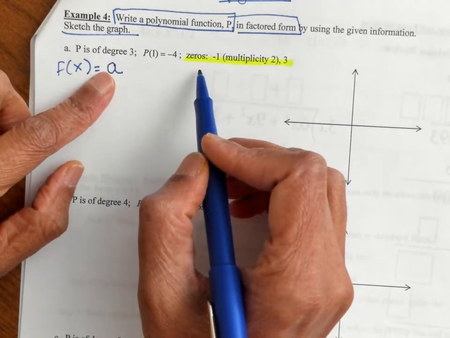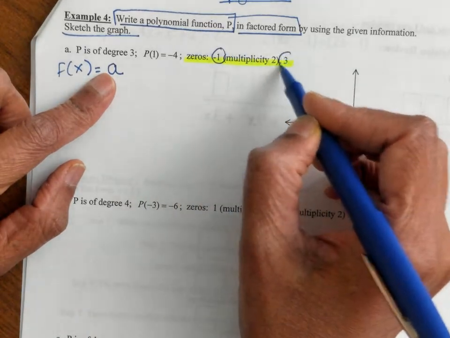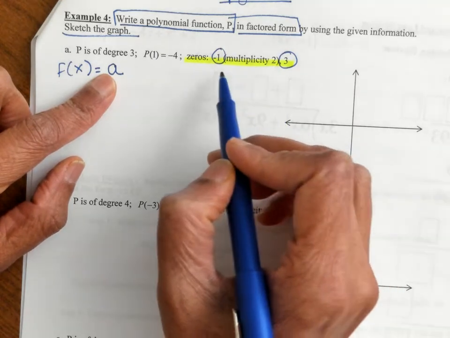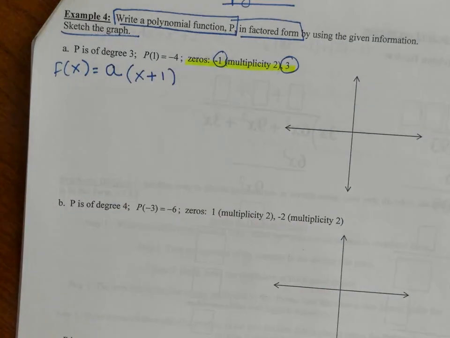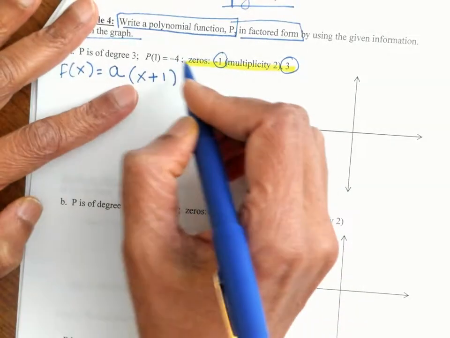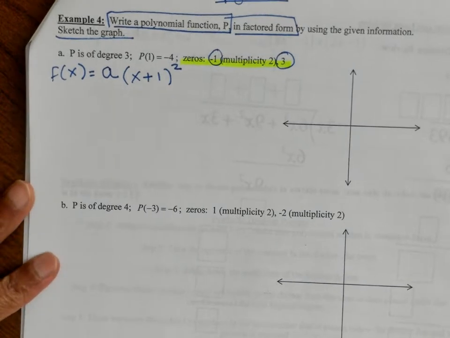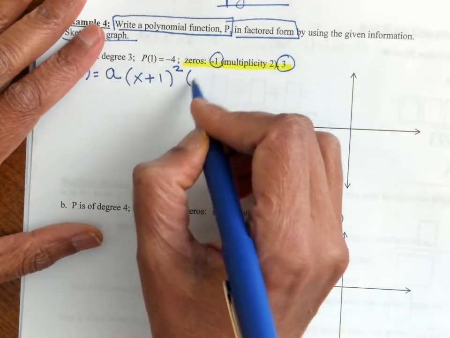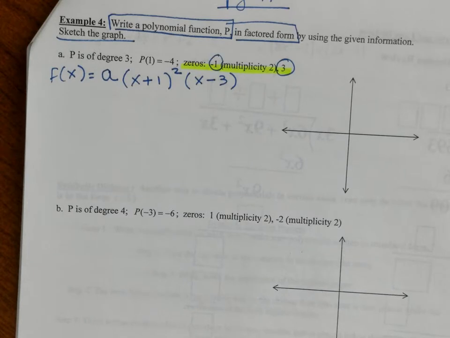My zeros are, what are my two zeros? There are only two zeros, negative 1 and positive 3. Negative 1 has a multiplicity of 2. So if my zero is negative 1, what is my factor? Perfect, good answer. Everybody agrees? It's x plus 1. And multiplicity of 2 basically means squared. And my next zero is positive 3. That means my factor is x minus 3. If they don't give you any multiplicity, it's just raised to the power of 1.